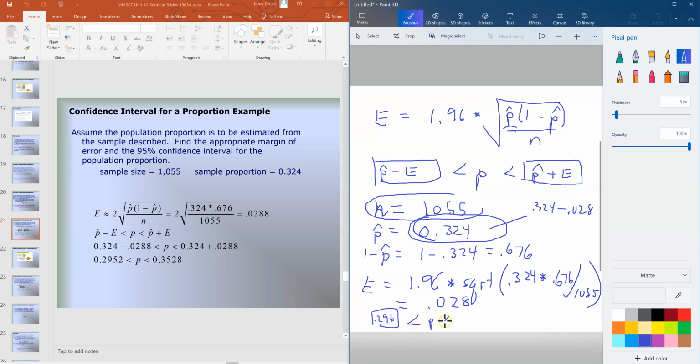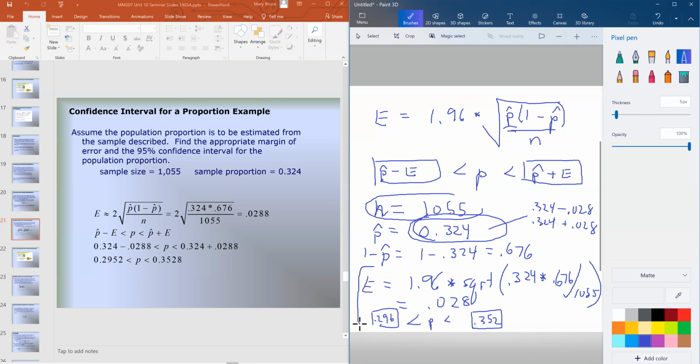And then to fill in the box on the right, you've got to go back and do plus. So 0.324, which was your sample proportion, plus the margin of error. So 0.324 plus 0.028 would then give me 0.352. So that is how you calculate the E, the margin of error, and the confidence interval for proportions. The formulas by hand are just a little bit more complicated than they were for means.